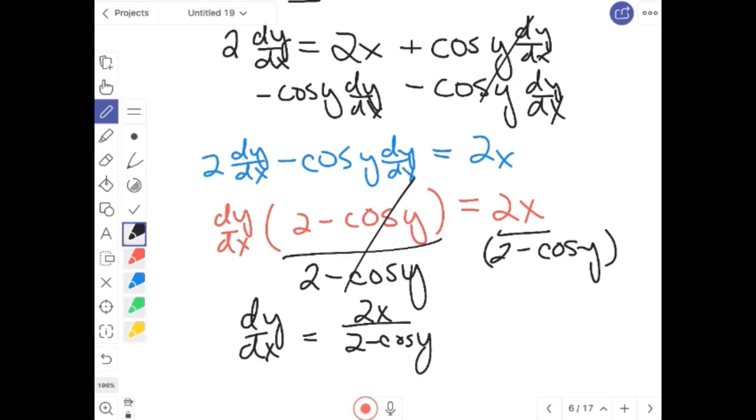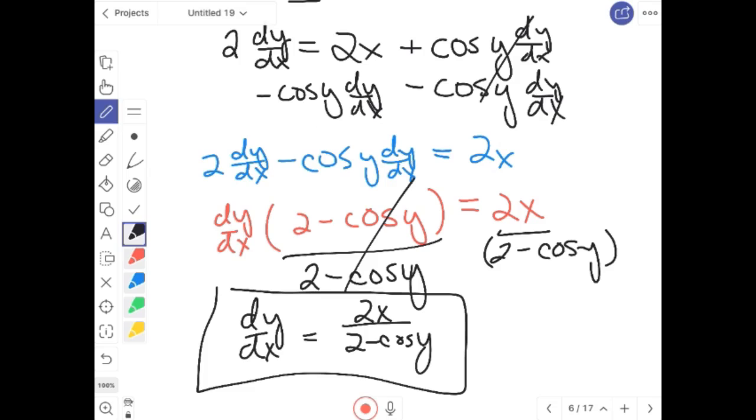Okay, then the formula for dy/dx is defined at every point x and y except for those points at which cosine of y is equal to 2. Since cosine of y can never be greater than 1, this will never happen. So that's our solution right here.